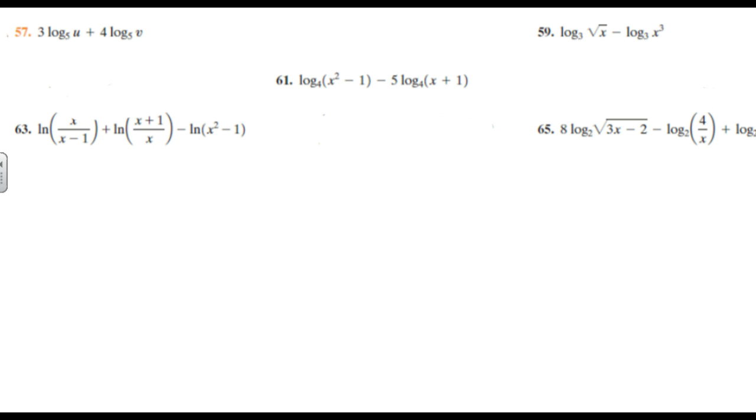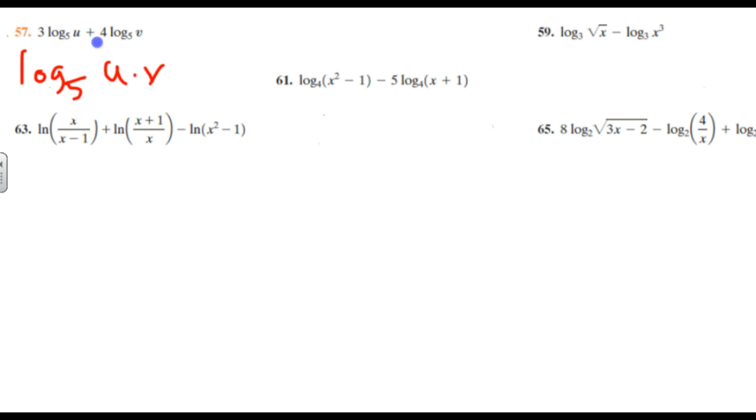All right, in 57 here, this is on page 457, 458. I'm asked to condense these two logs into a single log. Now, if you notice here, they both have the same base, which is necessary for you to condense. Since they're both added, I can create just one log multiplied. Log base 5 of u times v.